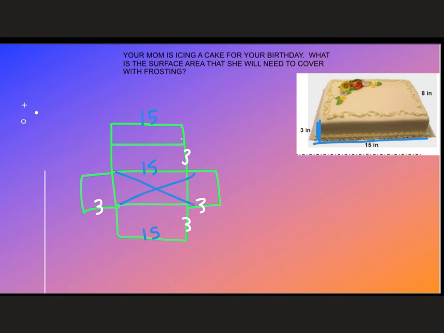15 by 8 is the bottom of our cake. That's what we crossed out. But remember, we still have a top of a cake we need, which is a 15 by 8 right on top. And 15 by 8's on the sides here.